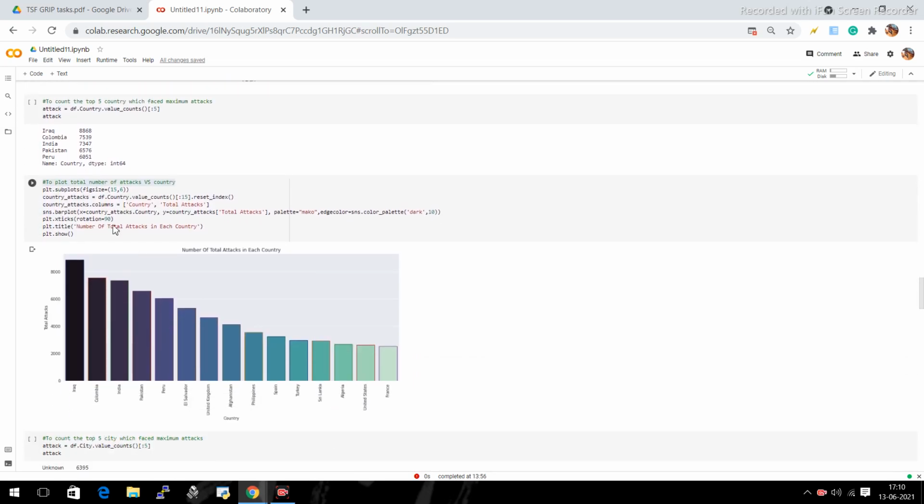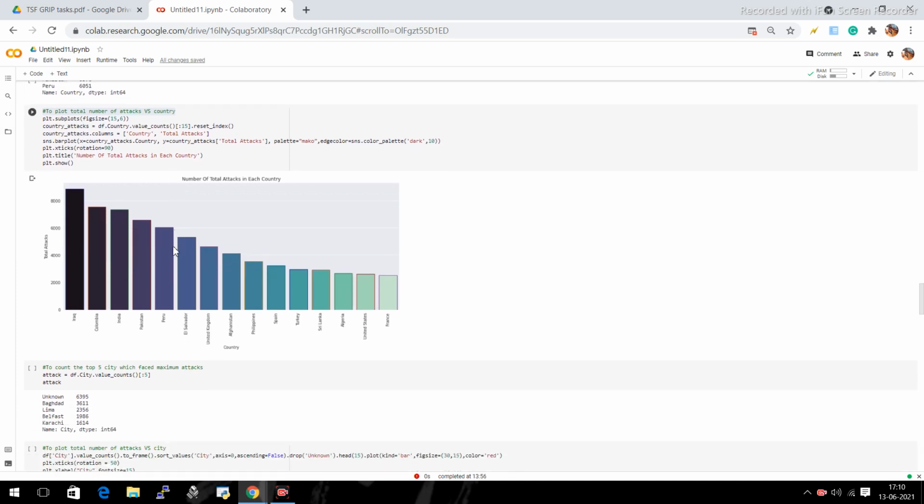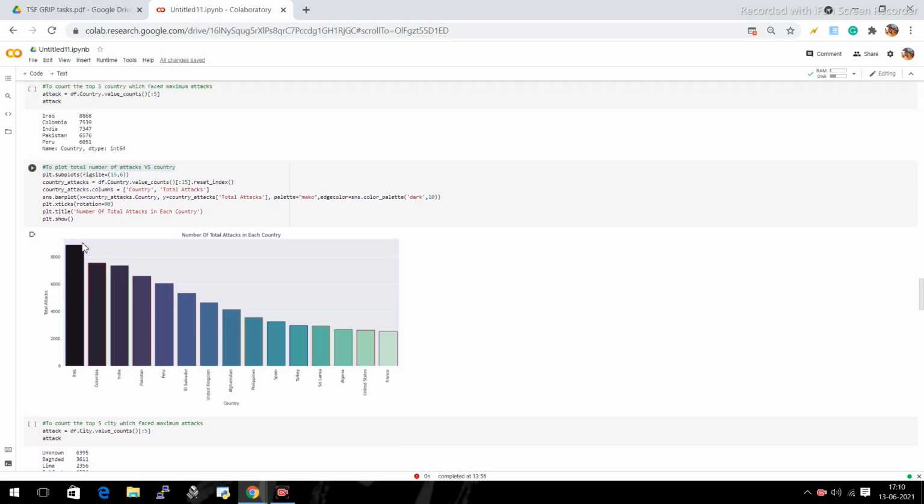Moving forward, to count the top 5 countries which face maximum attacks, we have used a simple piece of code, that is df.country.value_counts, and then we have done slicing to find the top 5 values. Now from this code we can easily get the output that Iraq has faced the maximum number of attacks, that is 8,868. We can even plot this from the graph, and we can see that Iraq has faced the maximum number of attacks.